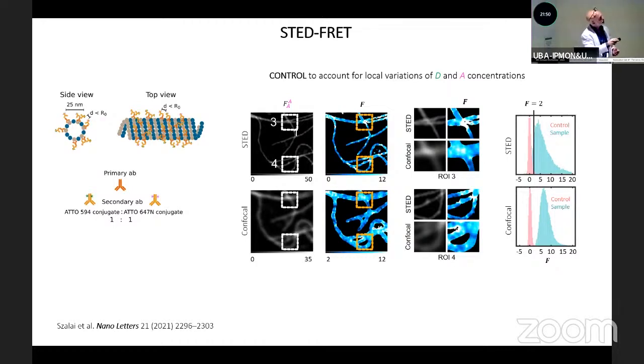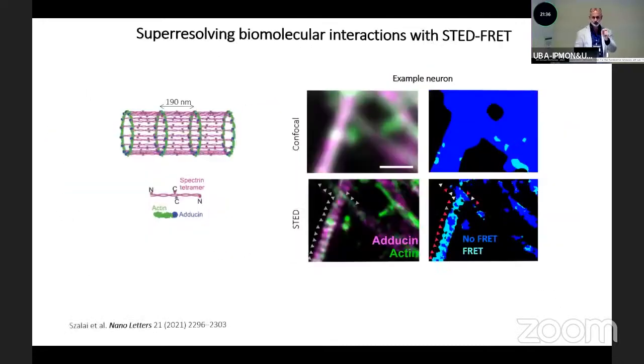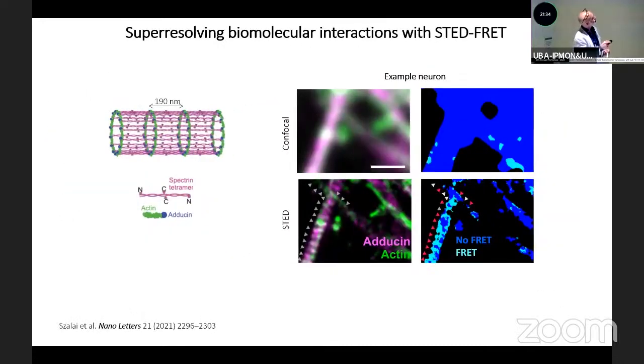Nevertheless, you can put a threshold. Of course, it's arbitrary, but you can say, okay, whatever is above this, it's a positive FRET event. Whatever is below, I don't care. And like that, you can now detect FRET events in a sub-diffraction volume. And this is what you see here in this example.